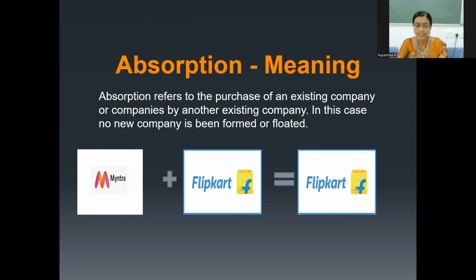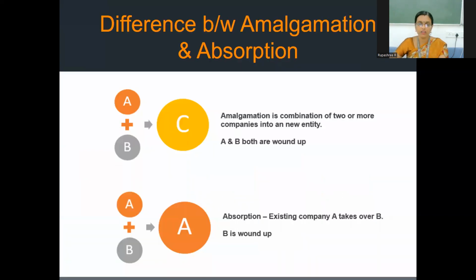Whereas in amalgamation, there is a new company that is floated or formed. Whereas in absorption, there is no new company that will be formed. We shall quickly understand what is the difference between amalgamation and absorption.